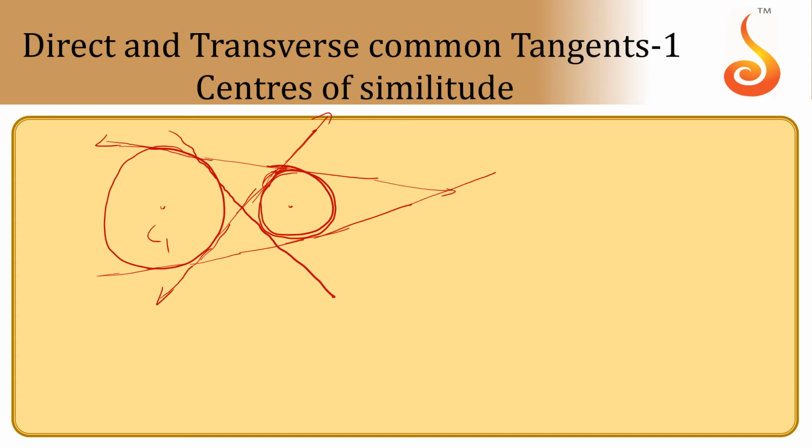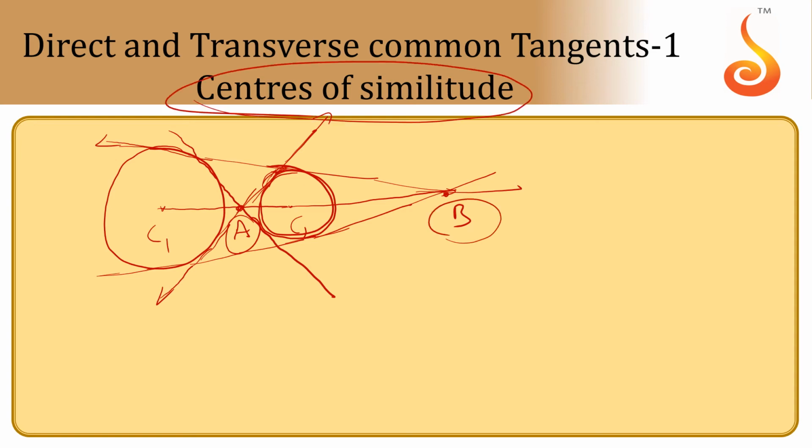Let C1, C2 be the centers of the circles. Then let us take this point as A and this point as B. Very clearly, A is the point of intersection of transverse common tangents, and B is the point of intersection of direct common tangents. Centers C1, C2 and A, B are collinear. These A and B are called centers of similitude. A is called the internal center of similitude, B is called the external center of similitude.